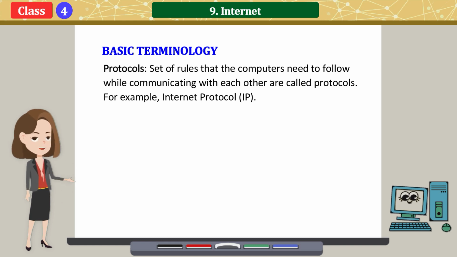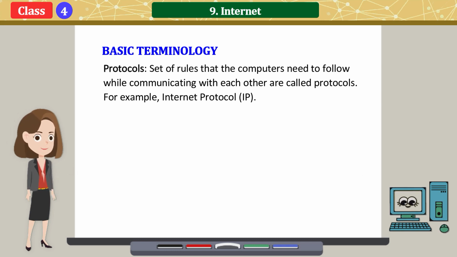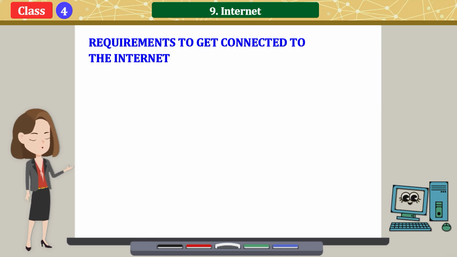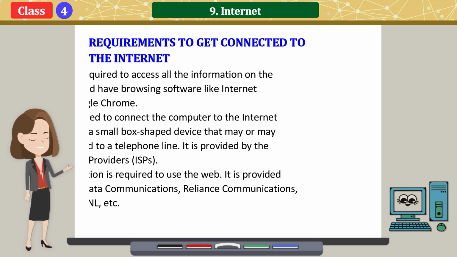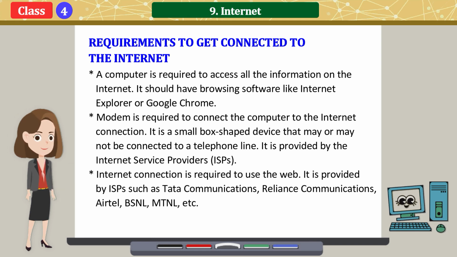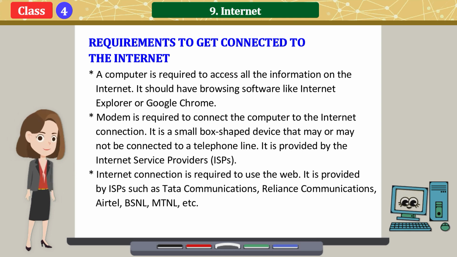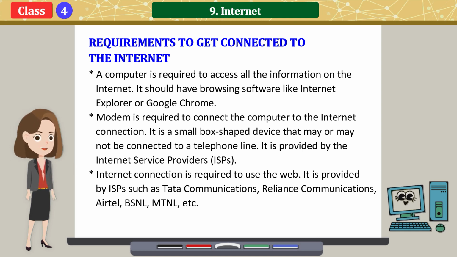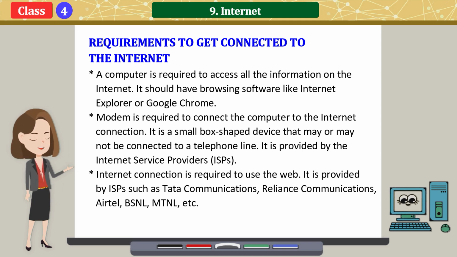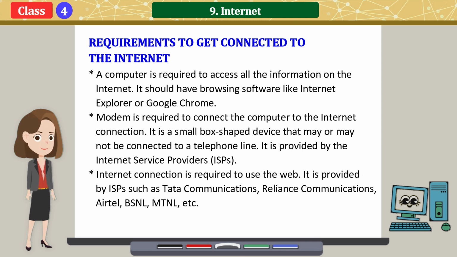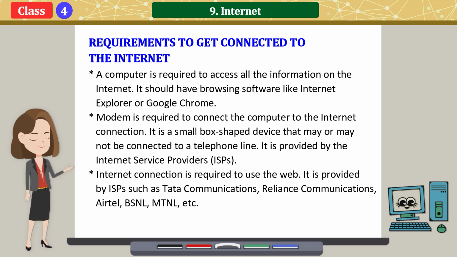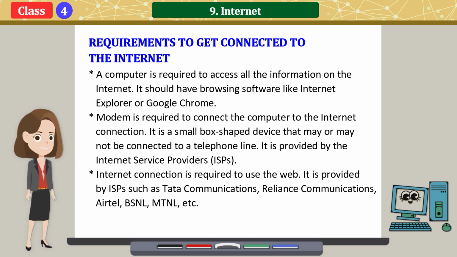Protocols. Set of rules that the computers need to follow while communicating with each other are called protocols. For example, Internet Protocol. Requirements to get connected to the Internet. A computer is required to access all the information on the internet. It should have browsing software like Internet Explorer or Google Chrome. Modem is required to connect the computer to the internet connection. It is a small box-shaped device that may or may not be connected to a telephone line. It is provided by the internet service providers.